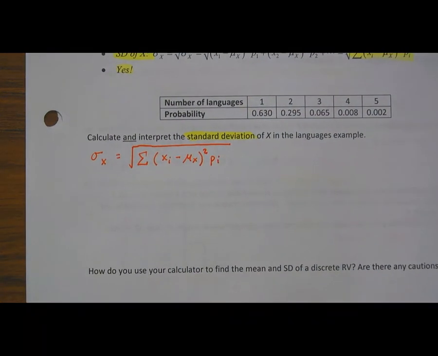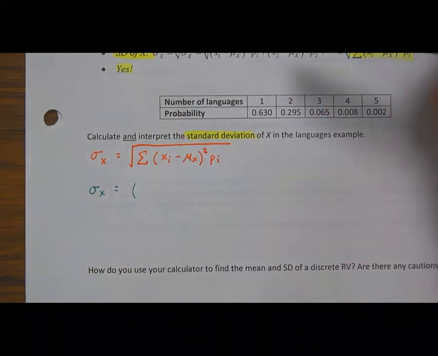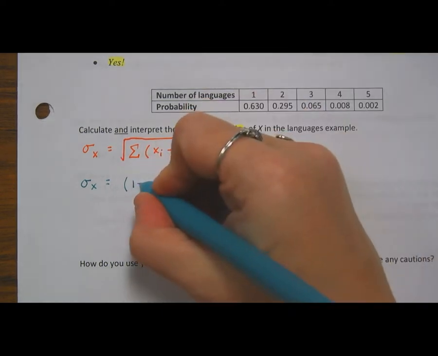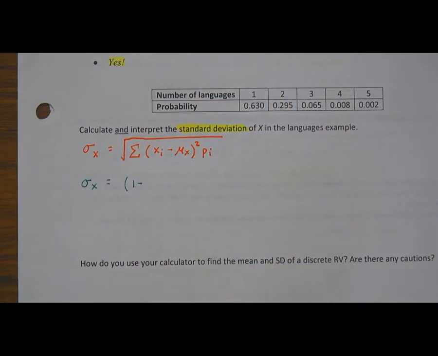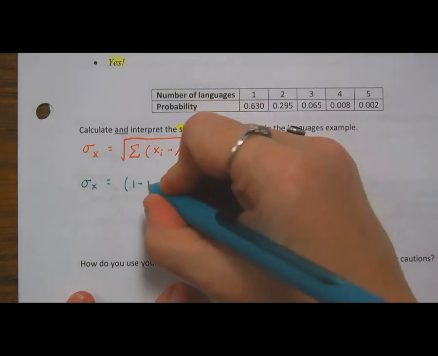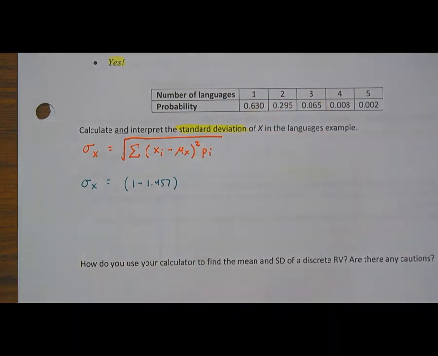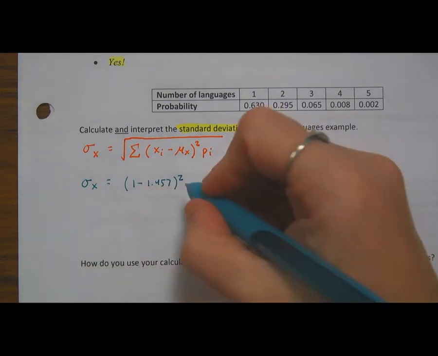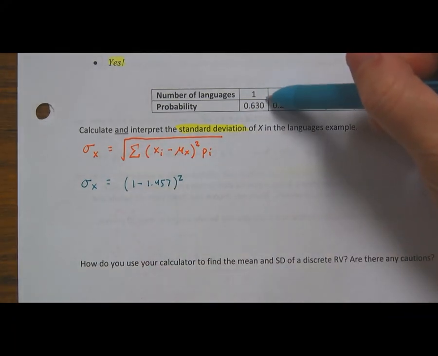Holy moly, that's a lot. So watch what this looks like in this particular example. I'm going to take this first value, which is one language spoken. I'm going to see how far away that is from the mean. Well, the mean that we found on page 2 of the notes was 1.457. That's the average number of languages spoken. Then I'm going to square that value, and I'm going to multiply it by, look what I'm pointing to, the probability that corresponds with that value, which is 0.630.